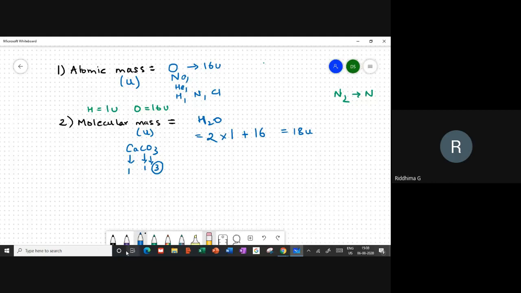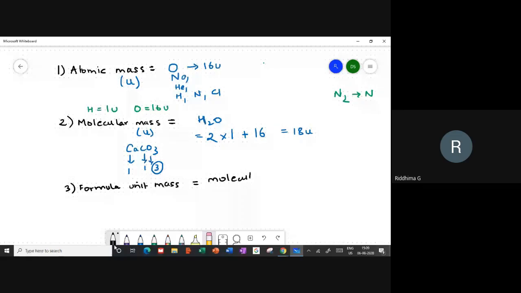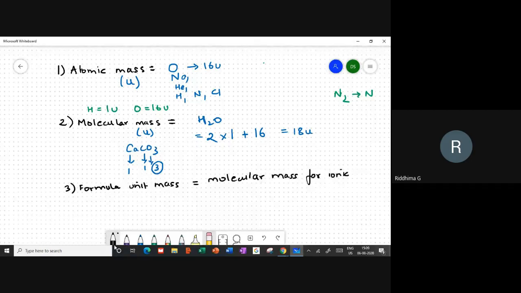Now there is a third term which is known as formula unit mass. Somebody was asking on the group yesterday, isn't it? What is formula unit mass? Formula unit mass is nothing but the molecular mass for ionic compounds. That's the only difference. If they ask you the difference between molecular mass and formula unit mass, you need to know that formula unit mass is for ionic compounds only. Just remember this keyword, ionic compounds.